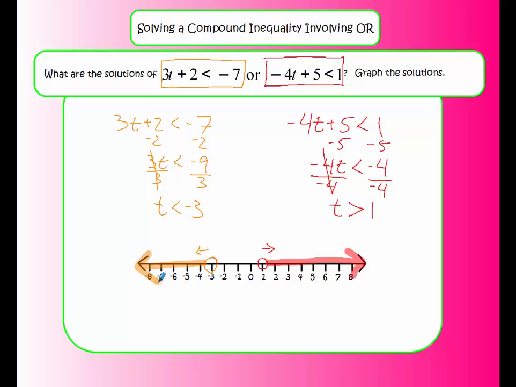Solving compound inequalities with and OR. There will be no check your understanding, and be ready to work tomorrow in class.